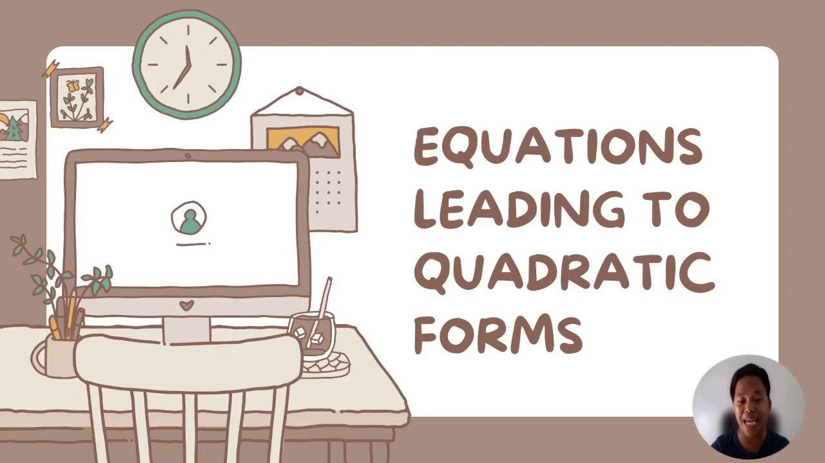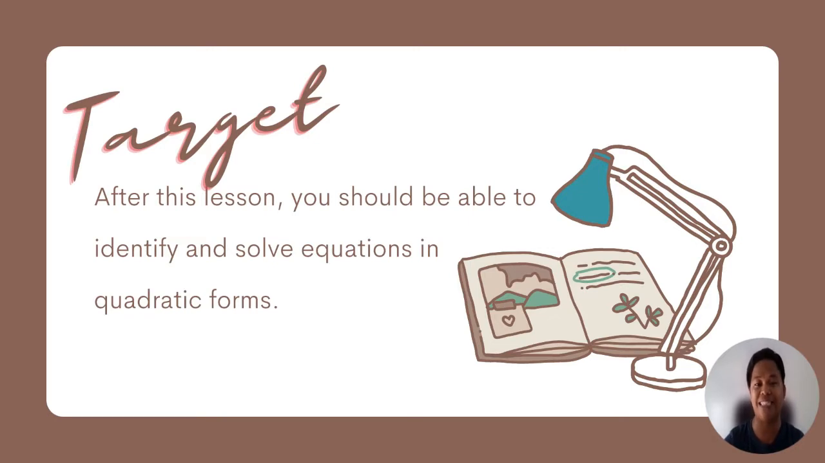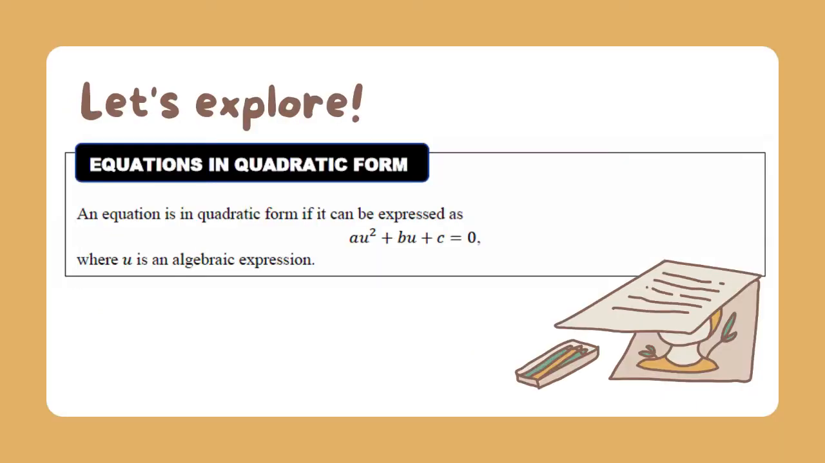And today po, I am going to discuss the topic equations leading to quadratic forms. After watching this video lesson, you should be able to identify and solve equations in quadratic forms. Let us get started. An equation is in quadratic form if it can be expressed as au squared plus bu plus c is equal to 0, where u is an algebraic expression.